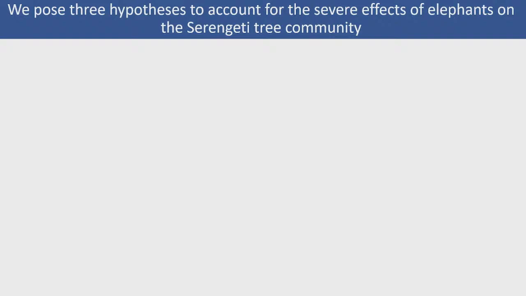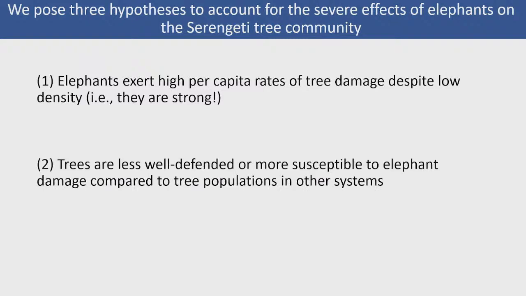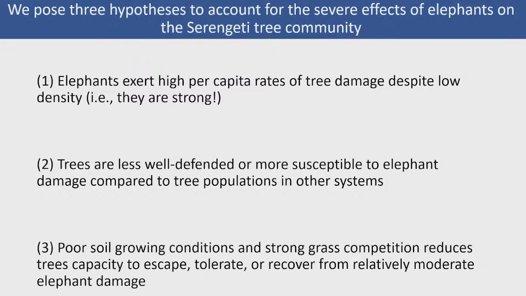Well, we propose 3 hypotheses to explain this. The first is that our elephants are just stronger than yours. They're super strong and they can just knock down a lot of trees. The second one is that our trees are less well defended or more susceptible to elephant damage. And then the third is that poor soil growing conditions and strong grass competition reduce trees' capacity to escape, tolerate and recover from relatively moderate elephant damage.